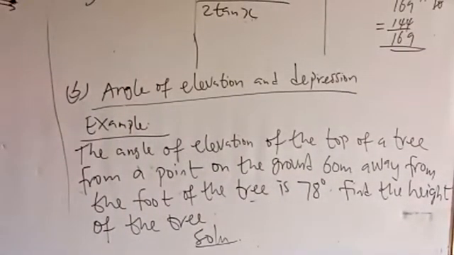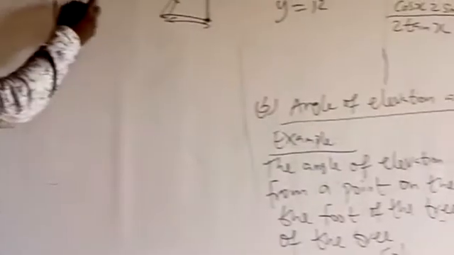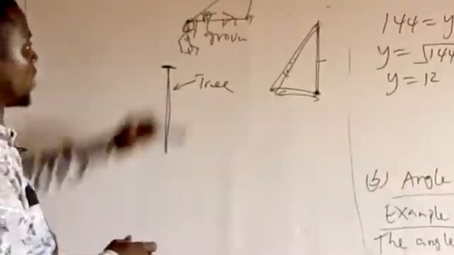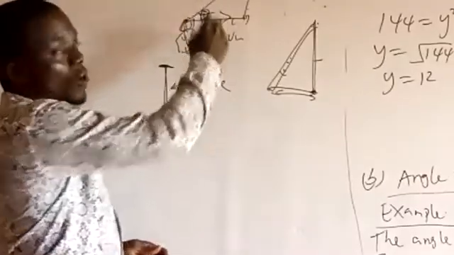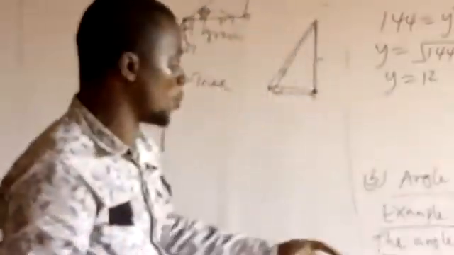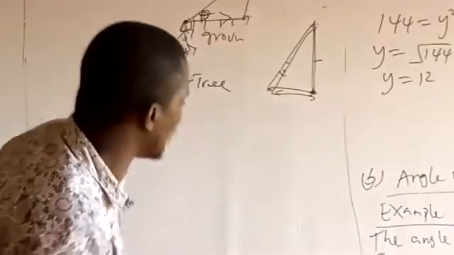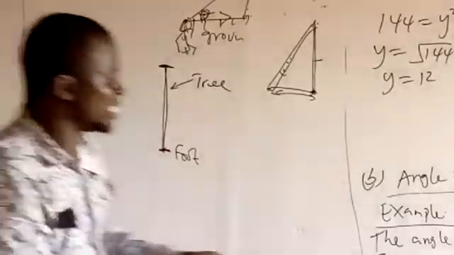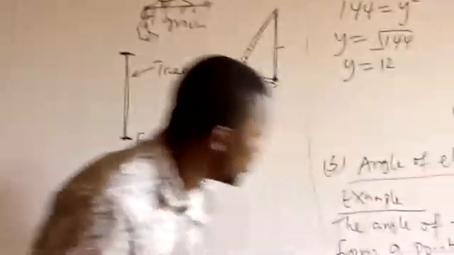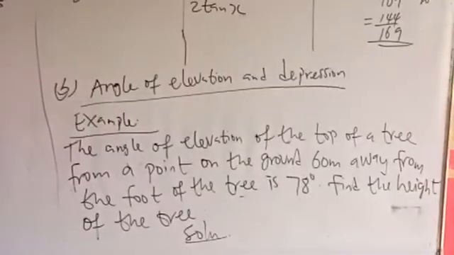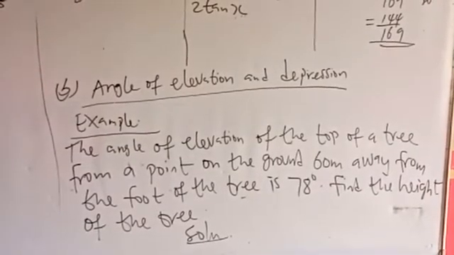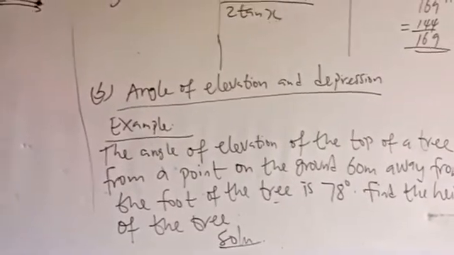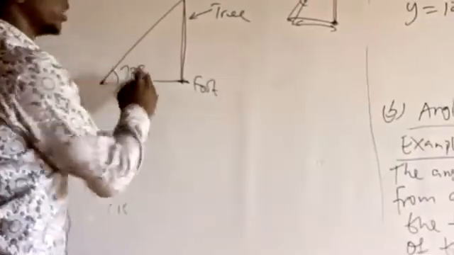Now let's draw the tree first. This is the tree. I told you angle of elevation starts from down, looking up; this theta is called angle of elevation. So the angle of elevation of top of the tree from point on the ground 60 meters away from the foot of the tree. This place is the foot of what? The tree, like the ground level. And the distance from the tree is 60 what? 60 meters. Then the angle formed, which is the angle of elevation given to you, is angle what? 78 degrees.